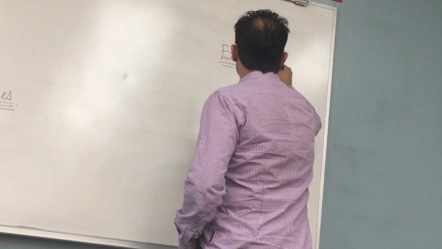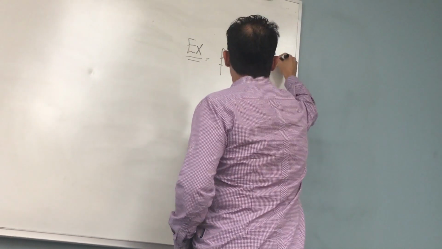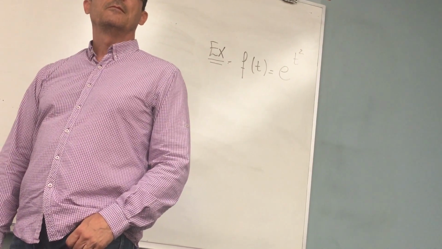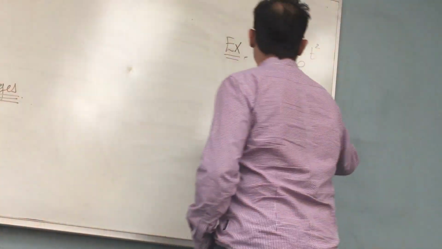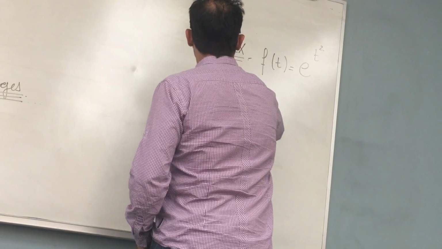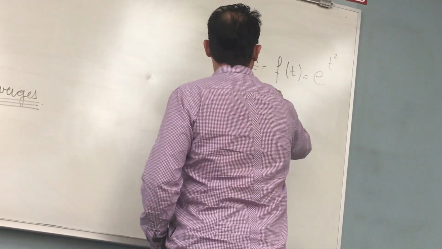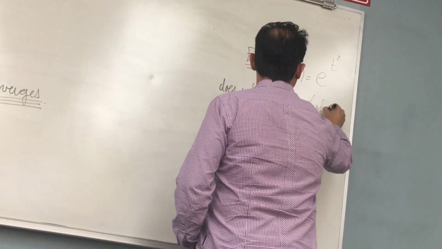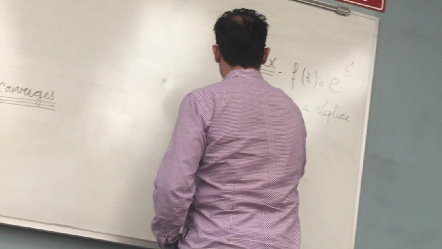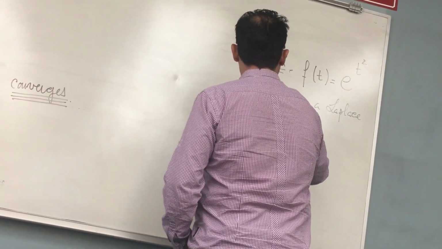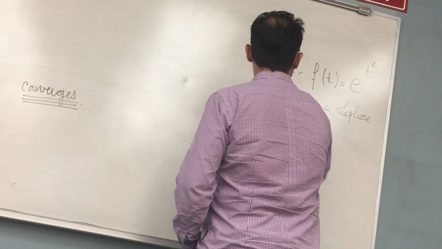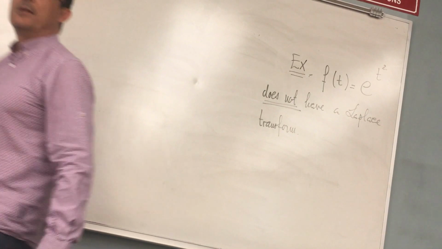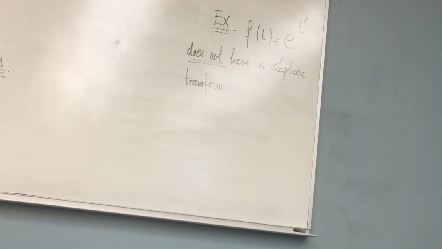If I give you this function, T squared, then that does not have a Laplace transform. Or in other words, the Laplace transform of this function does not exist. Or in other words, if we plug it here, we get an improper integral that will diverge.